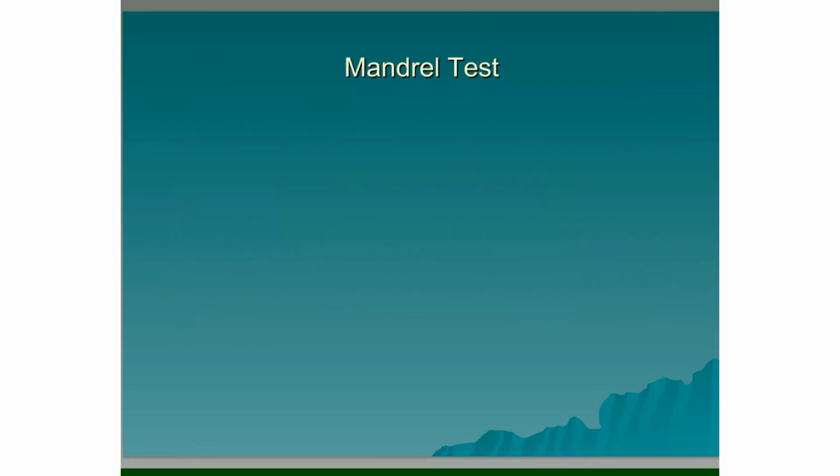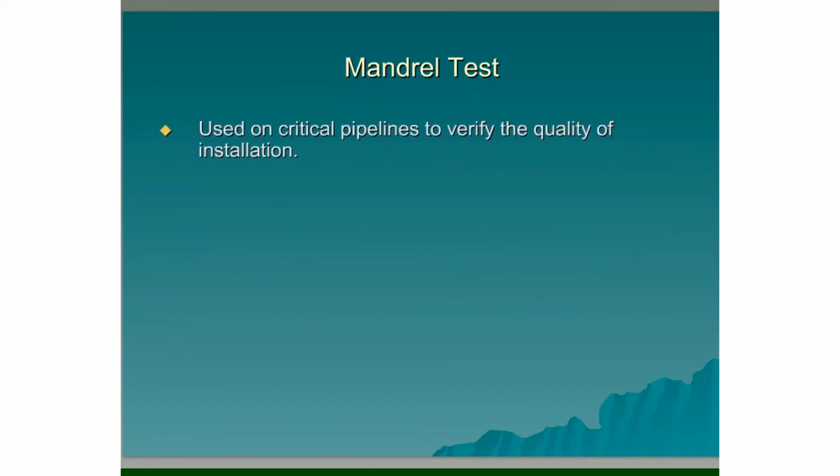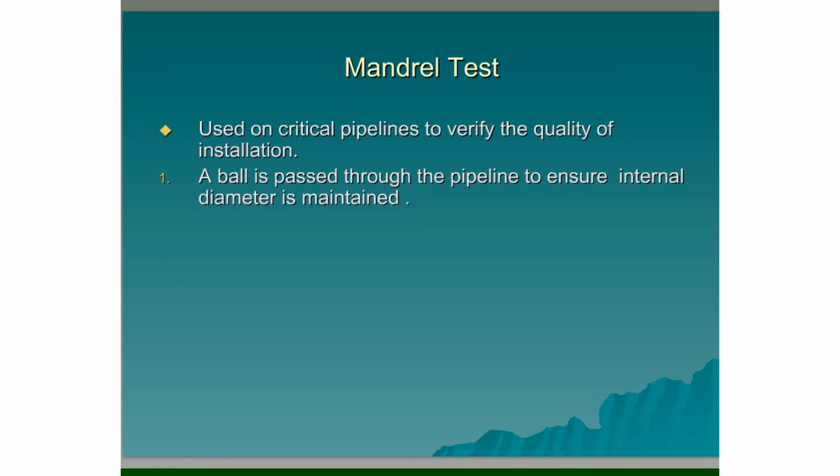Last then is the Mandrel Test, used on critical pipelines to verify the quality of installation. So these are really only used to verify quality of installation as opposed to whether there's any leaks in the pipeline. A ball is passed through the pipeline to ensure internal diameter is maintained. So we go to the highest point of the drain, drop the ball in, and then the ball should exit at the lowest point of the drain.